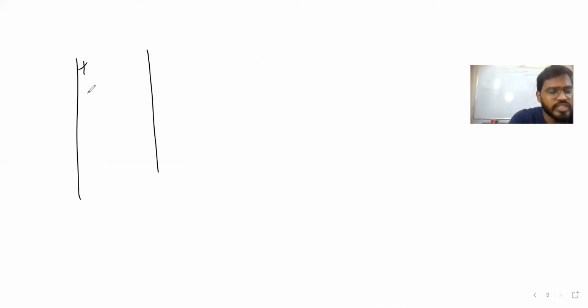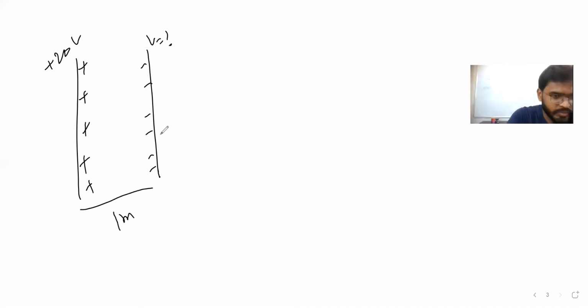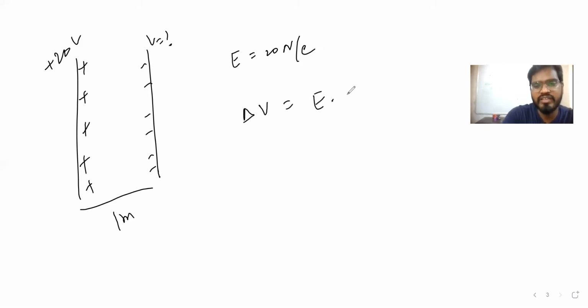Let's see one numerical. Suppose two plates are there. One is positive, one is negative plate. This is plus 20 volt, and let's take V. We want to find here. The distance between them is 1 meter. If electric field is constant and electric field is 20 Newton per coulomb, then you are supposed to find what is the delta V. Guys, if you want to find delta V, E dot delta x minus E is how much here? E is how much? Let's take this 10. It will be easy.